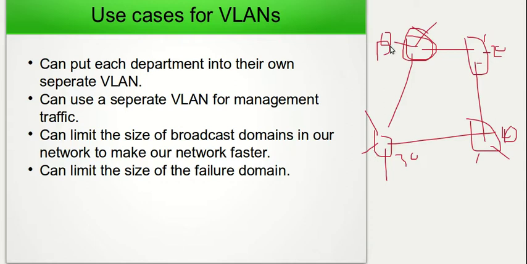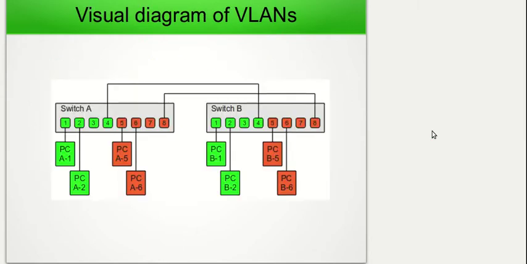The reason why is because they don't support VLAN 10. Because they don't support VLAN 10, there's no need for this switch over here to send any traffic to these switches over here, because no device on this switch exists in VLAN 10, which means there's no need to send VLAN 10 traffic to any of these switches. And so this is a visual diagram of what VLANs allow us to do.